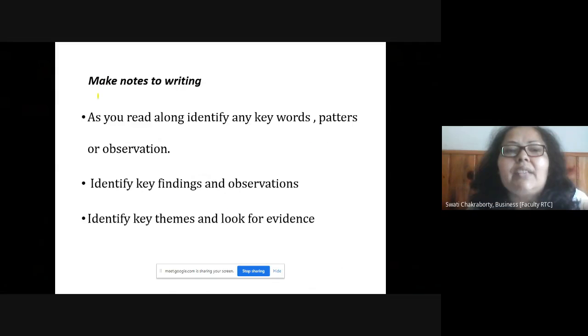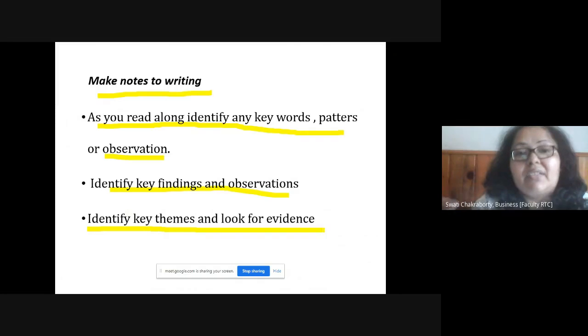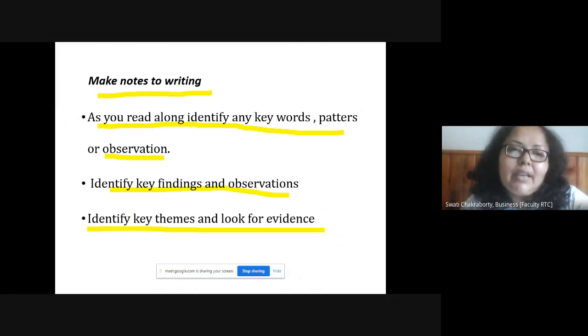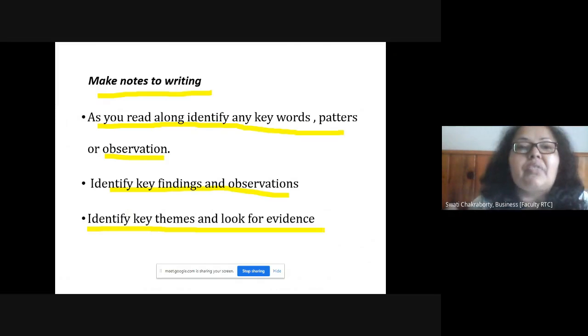The second technique we said is from notes to writing. So while you're reading, identify any keywords, patterns, or observations. Then identify the key findings and observations, and identify key themes and look for evidence. So this is how you should do it when you're reading. Main areas, main findings, main words, main themes, evidence, and then you make a note of it.